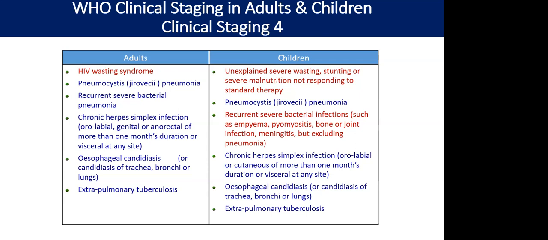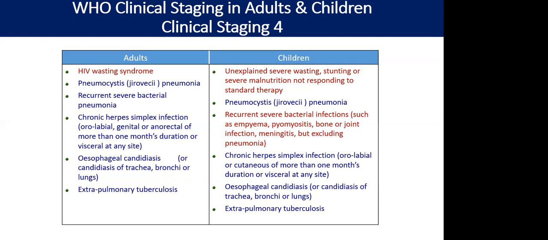And pneumocystis pneumonia particularly is one, stage 4. Recurrent severe bacterial pneumonia, chronic herpes simplex infection, orolabial, genital or anorectal of more than 1 month duration, or if it is of any viscera like liver, lungs, brain, etc., then it should be at any duration. So that is their chronic herpes simplex infection. Esophageal candidiasis or candidiasis of trachea, bronchus, and lungs. Extrapulmonary tuberculosis comes in this list.